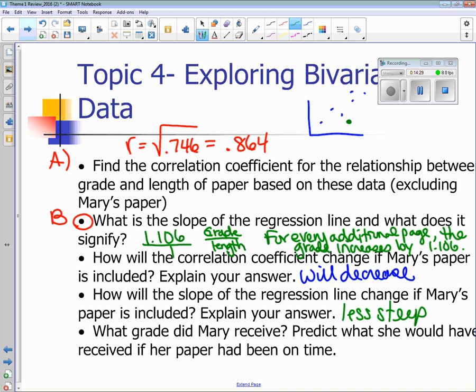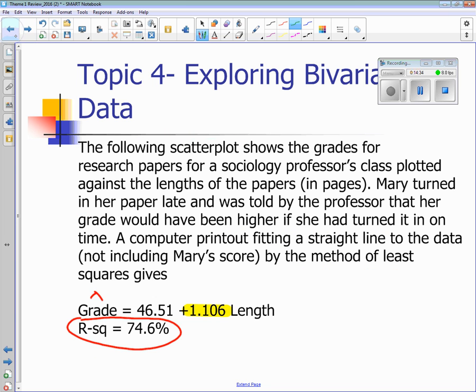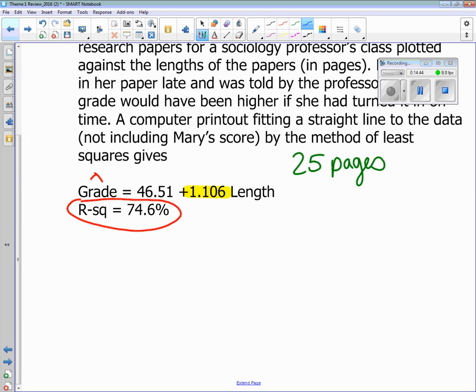Good. What grade did Mary receive? If you remember, we had to add some information that Mary's paper was 25 pages long. So we need to be able to answer the last question, plug in 25 into here.